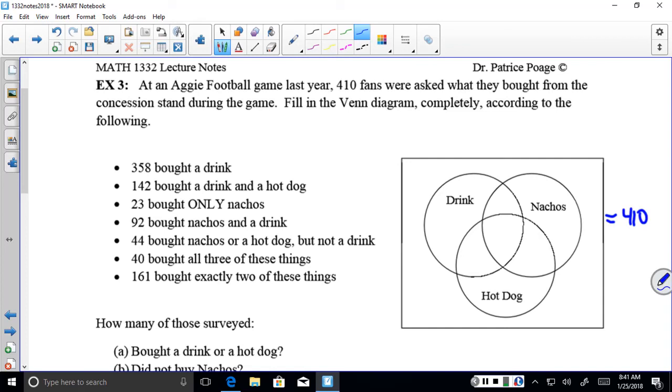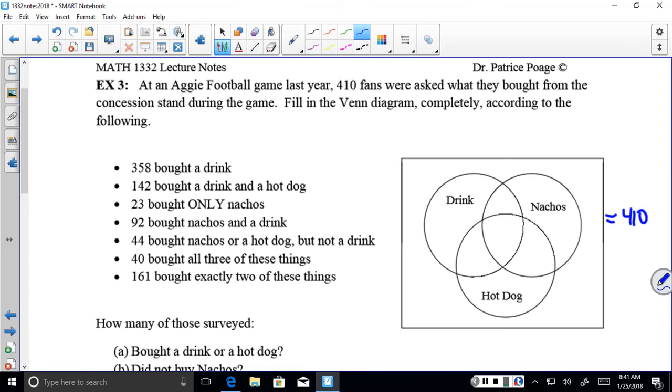The first one says 358 bought a drink. Can we do that one yet? No. Too many. There's 4 spots. 142 bought a drink. So we've narrowed it down to these 4. And a hot dog. So out of these 4, hot dog is also these 2. Can't do that one yet.